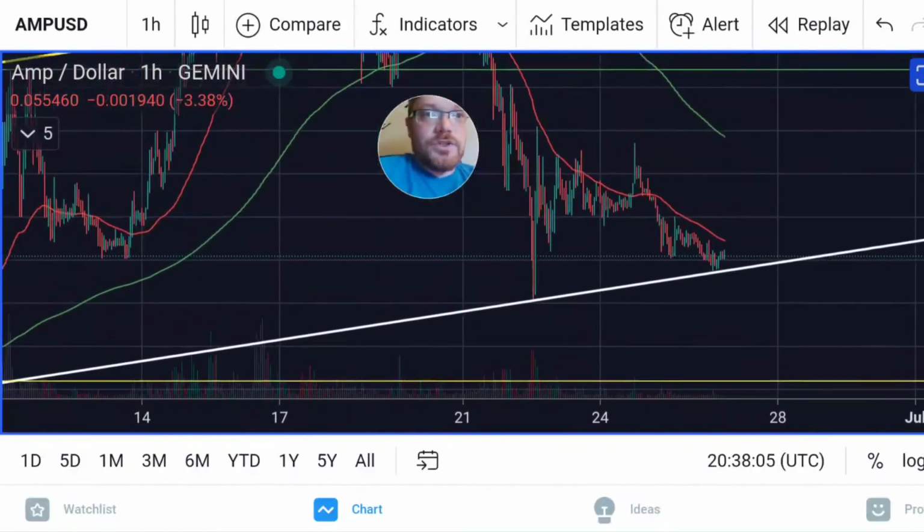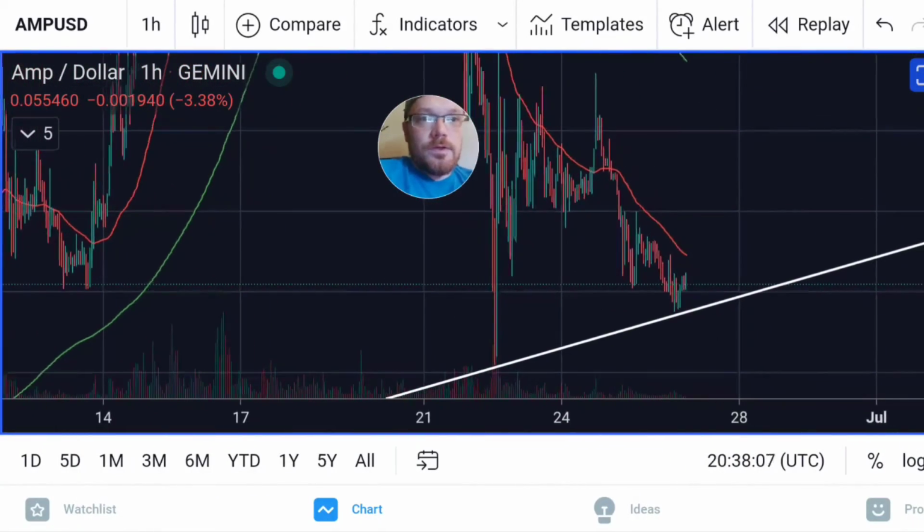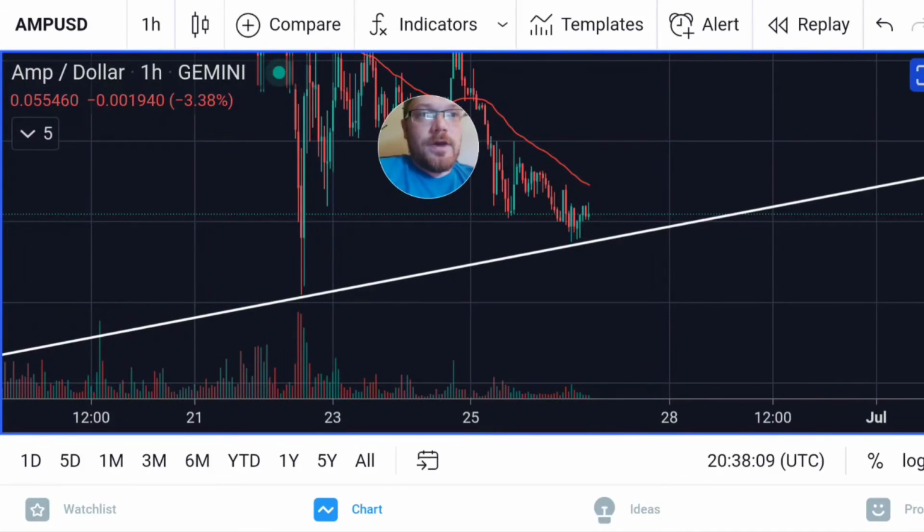We could come up here, get rejected by our EMAs, and then we could see a potential fake out down to about 5 cents. 5 cents even, that is. We're currently at about 5.5 cents. But yeah, 5 cents even, guys. Really small amounts of price change, but this could be very significant in the future price action for AMP, so don't let it slip by you. So keep in mind these price levels, guys.